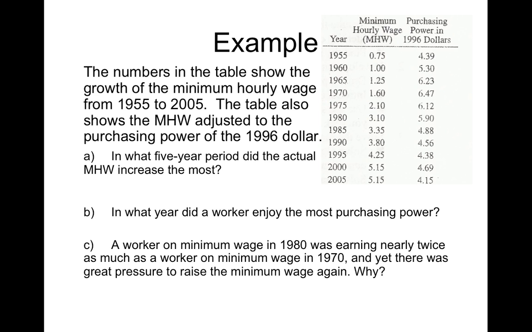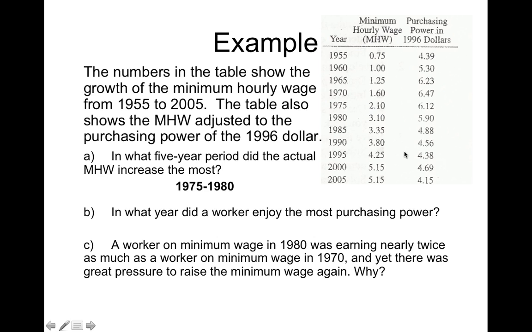So part A says, in what 5-year period did the actual minimum hourly wage increase the most? So for this one, you're just going to be looking at the jumps from year to year here, and you're going to find that from 1975 to 1980 it increased by $1, and that's the most out of all those years.